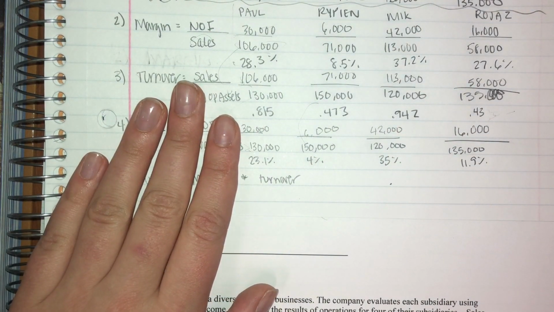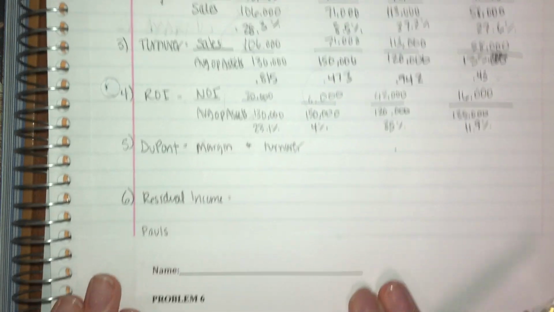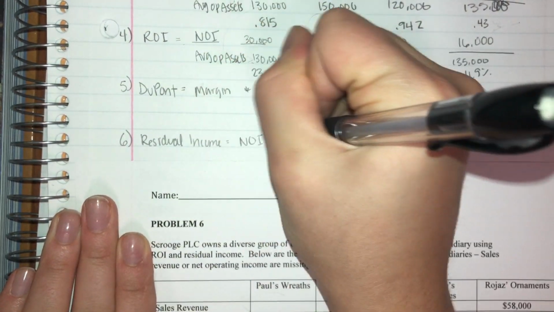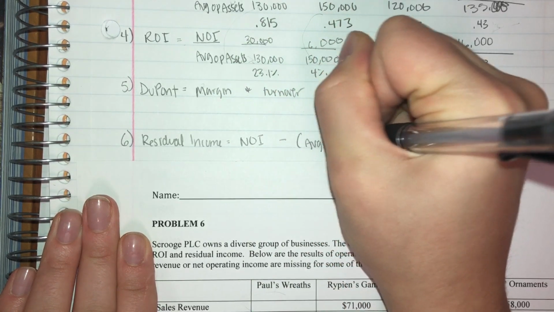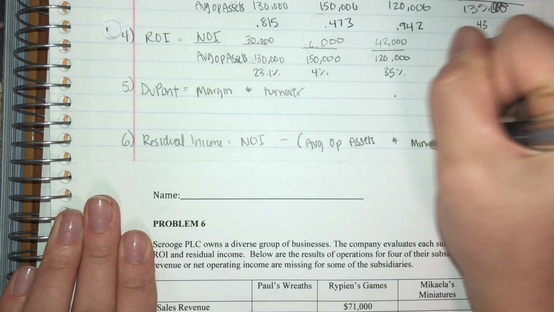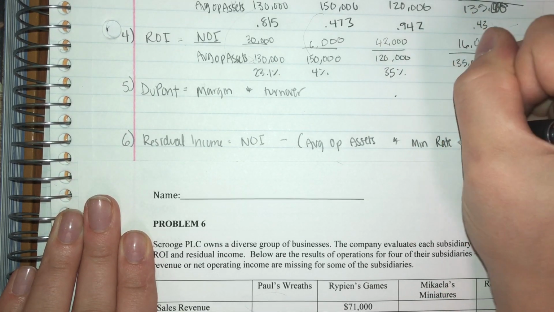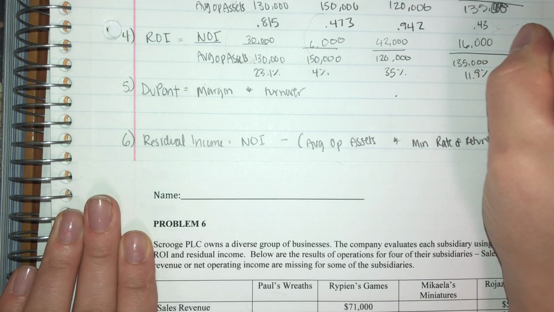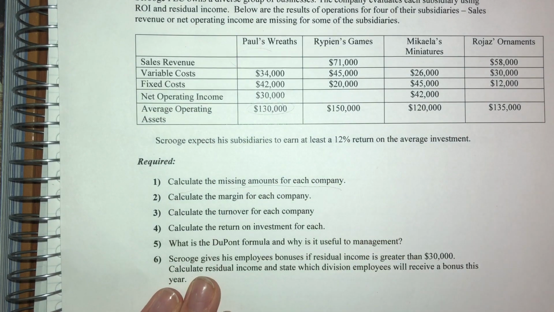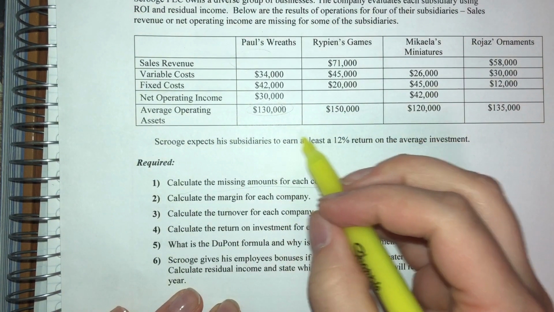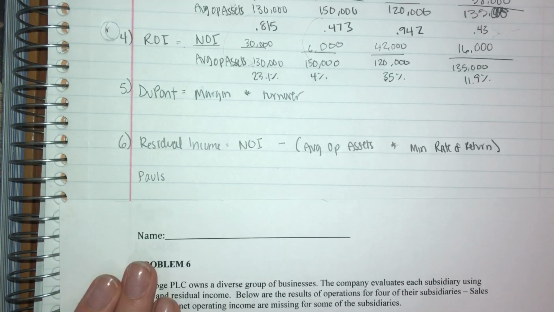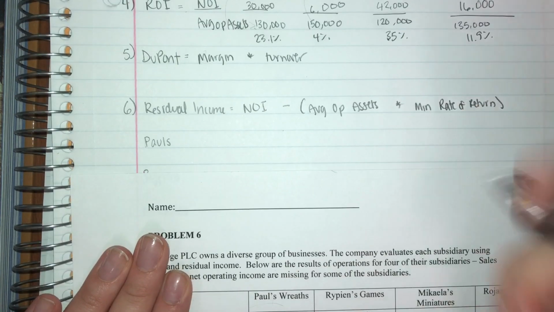Okay, the very last thing we want to do is calculate residual income. The residual income formula is NOI, net operating income, minus average operating assets times the minimum rate of return. The minimum rate of return is in our problem here, and it says Scrooge expects his subsidiaries to earn at least 12% return on the average investment. So that's the number I'm going to plug in for every single one of them.